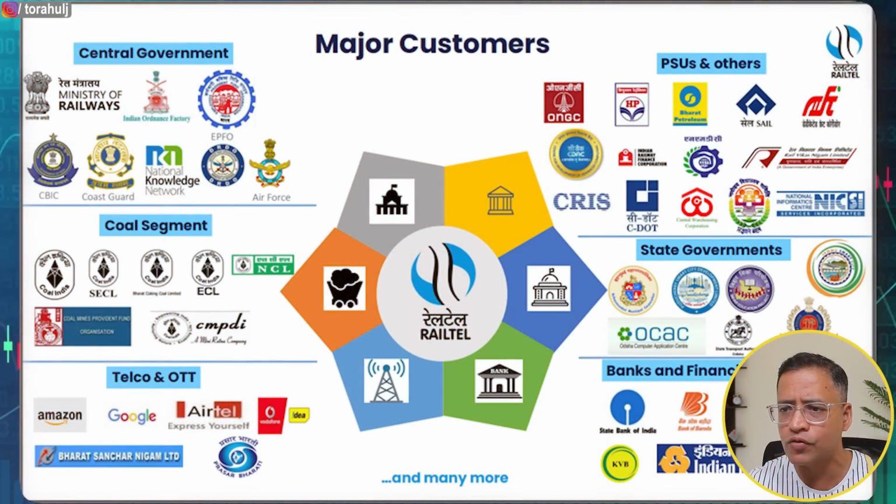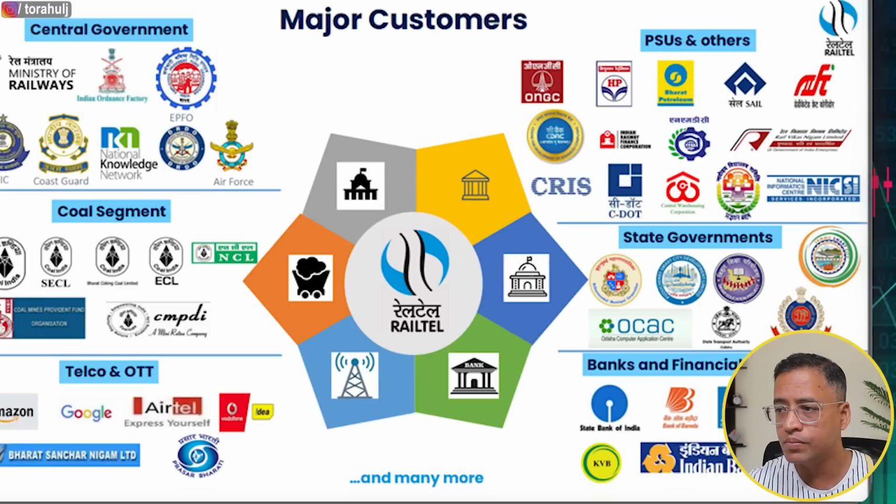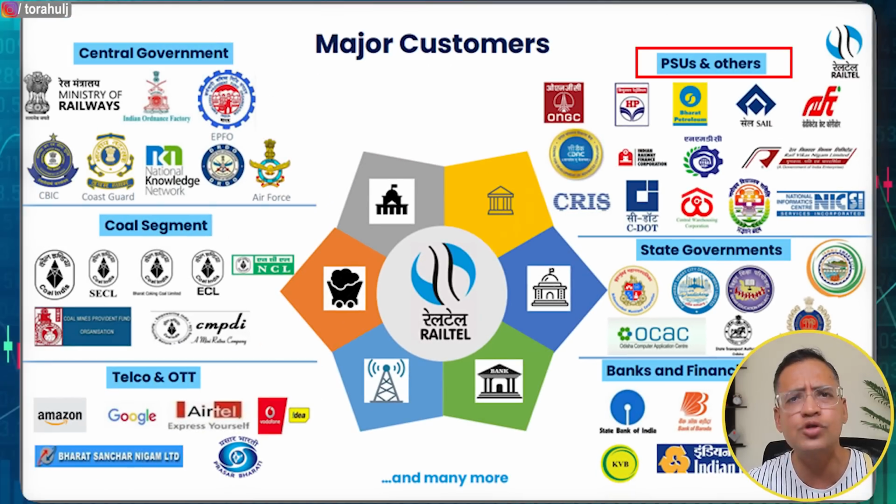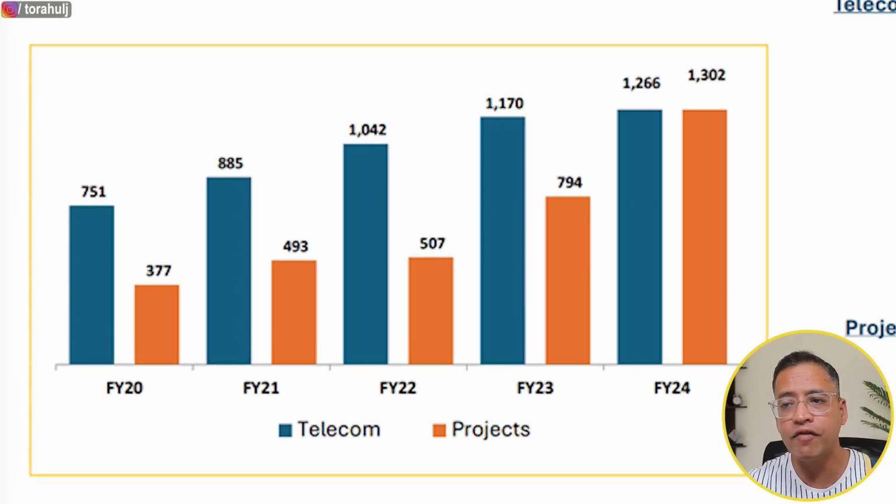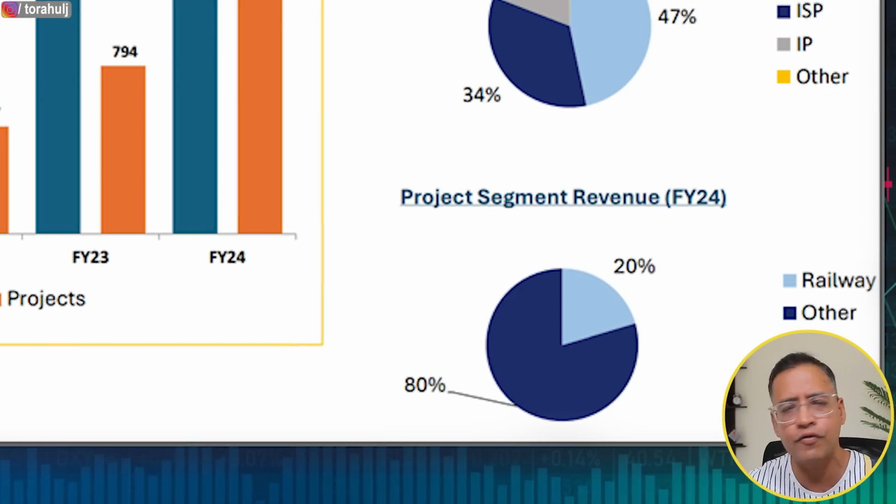As I said, Indian Railways is not the only customer for this particular company. Have a look at my screen and you will see that they are working for companies that are into the coal segment, telecoms, banking, financial, state government, PSUs. So they have a wide variety of customers using their offering and services. But more importantly, if you see here the financial performance, you will note that there is a pivot going on here. Back in FY20, telecom used to be the major contributor in terms of the revenues. But in 2024, it's the projects that are driving this growth. And some of that is coming, of course, from railways, which is only 20% of that segmental growth.